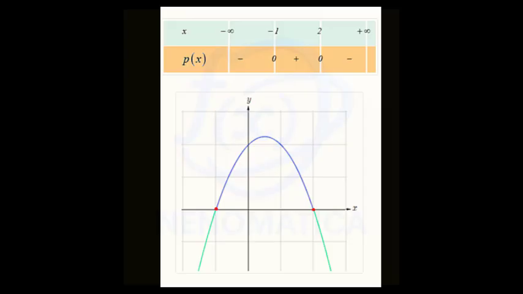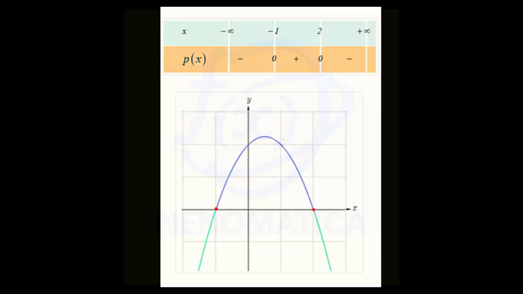Step 3. Summarize with a compact sign table. At x equals negative 1 and x equals 2, p of x equals 0. It is positive between the roots and negative otherwise.